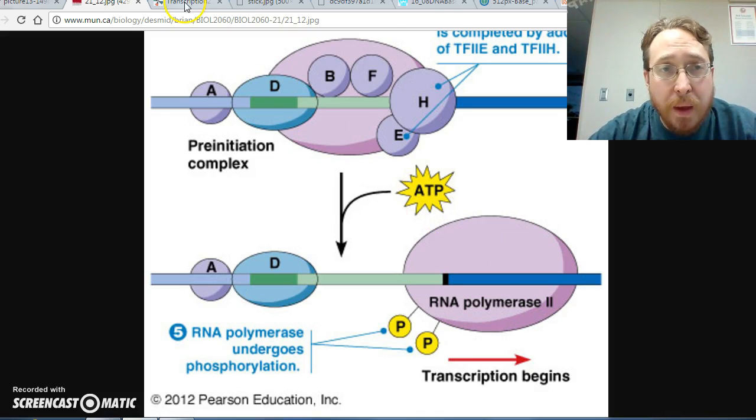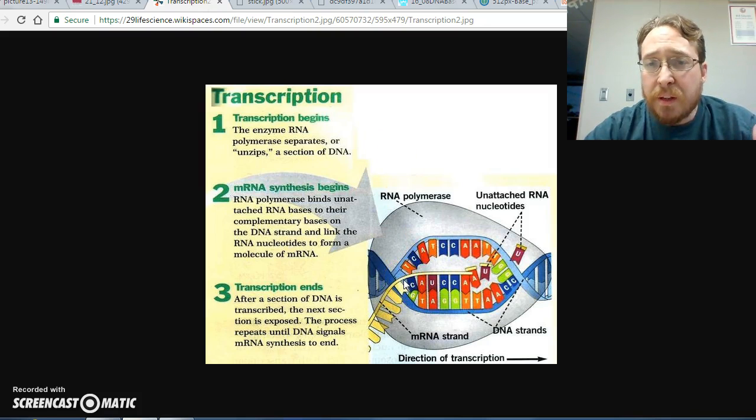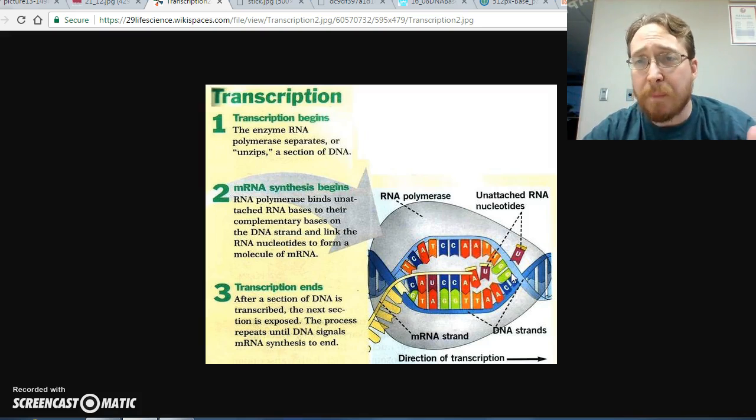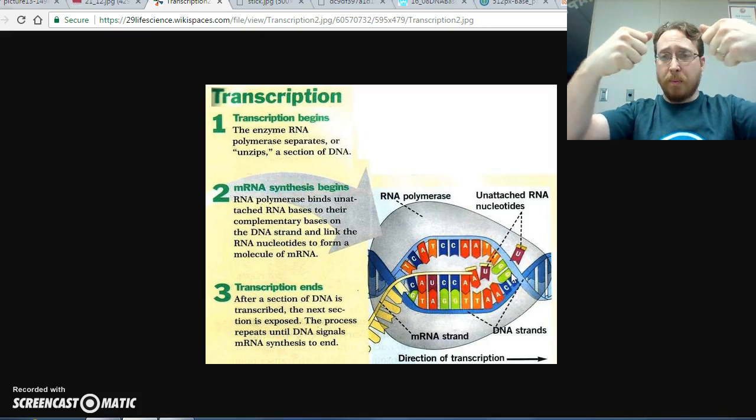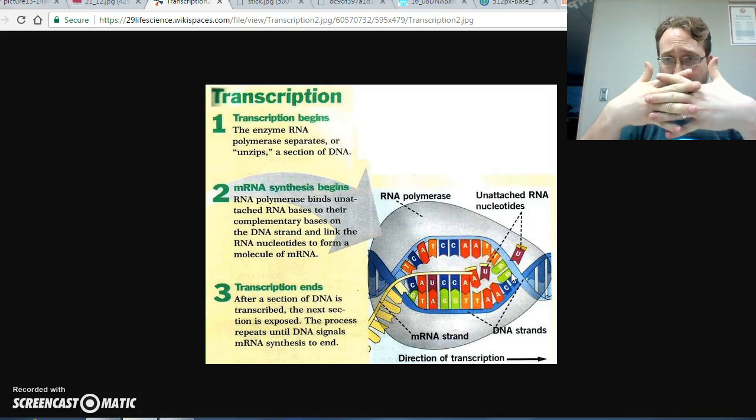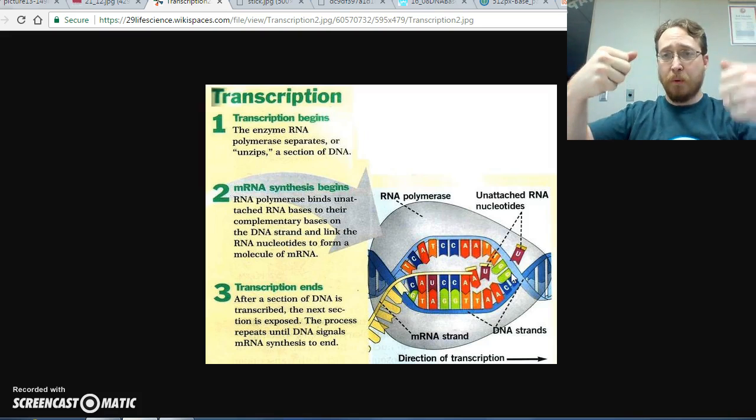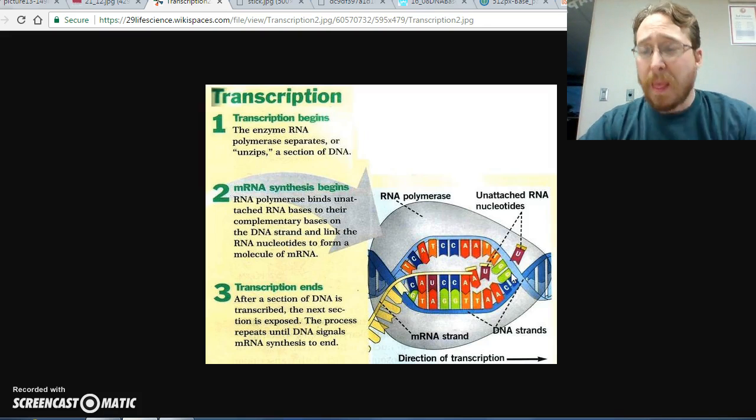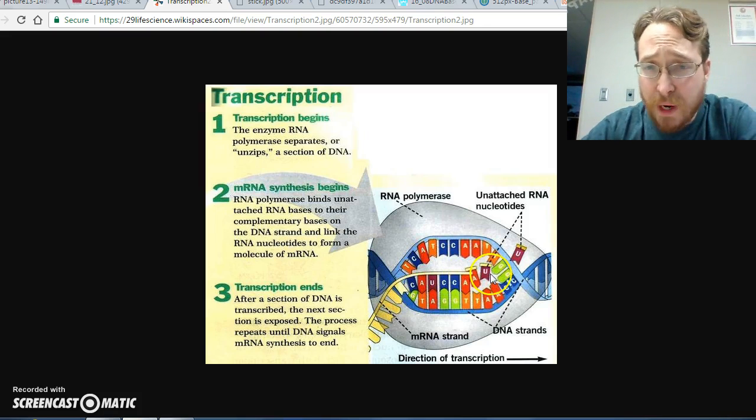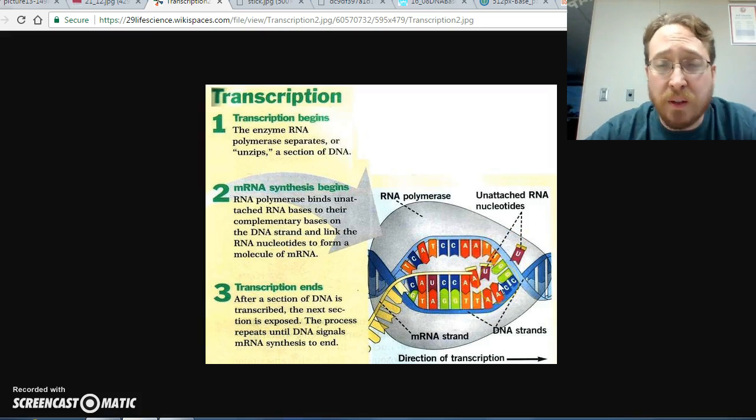Now, while it's zooming down the gene, it is momentarily disrupting the hydrogen bonds of the DNA. It is exposing the bonds of the DNA, so the two strands are separated from each other. They were forming hydrogen bonds to keep themselves together, but as the polymerase moves down, they get separated. And while they are separated, free nucleotides in the nucleus are attracted to the exposed bases of DNA.